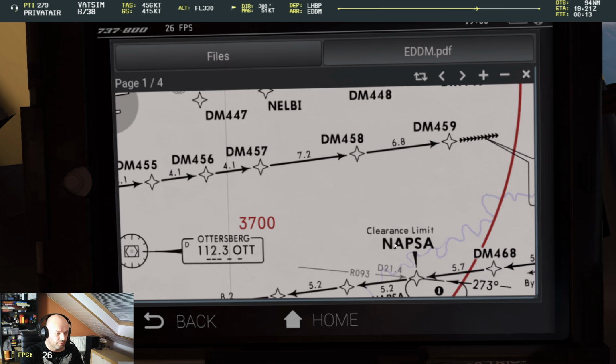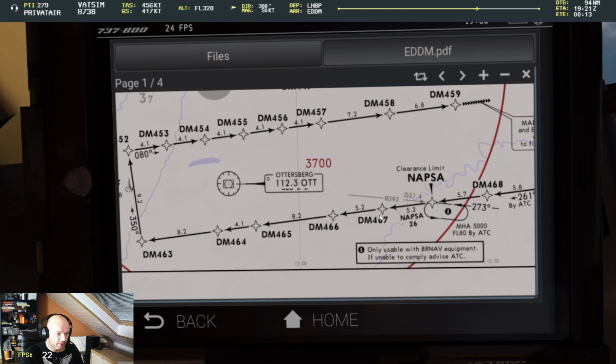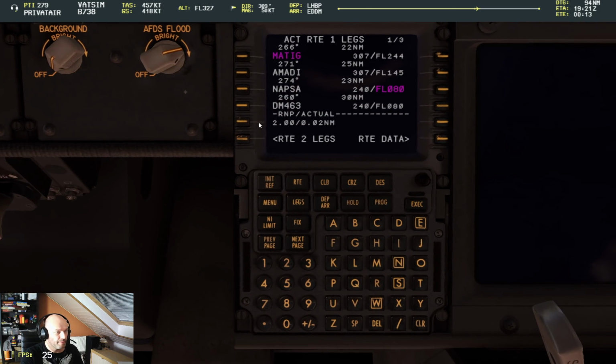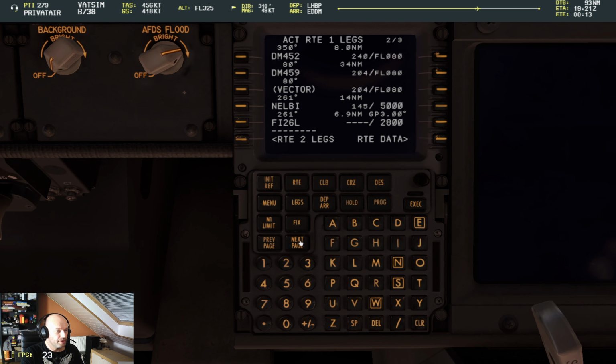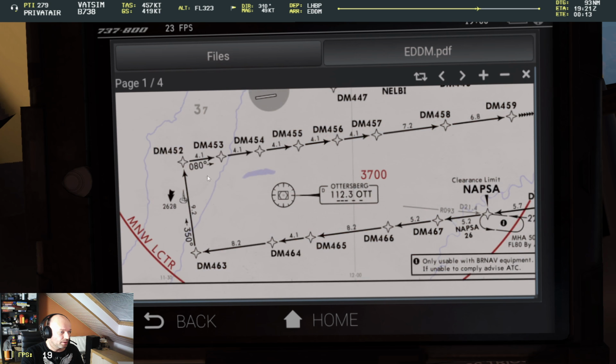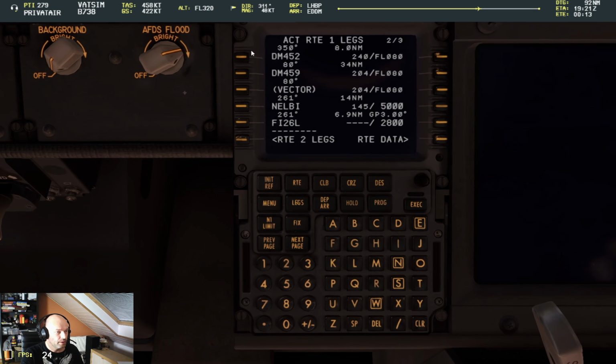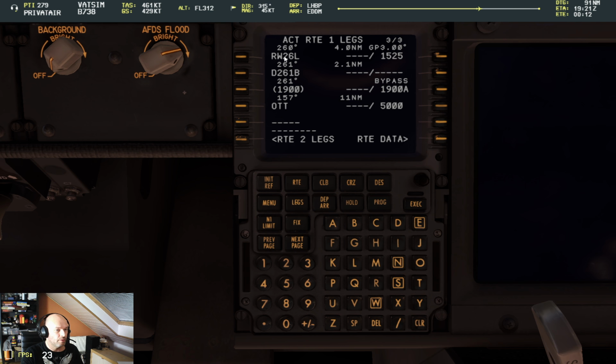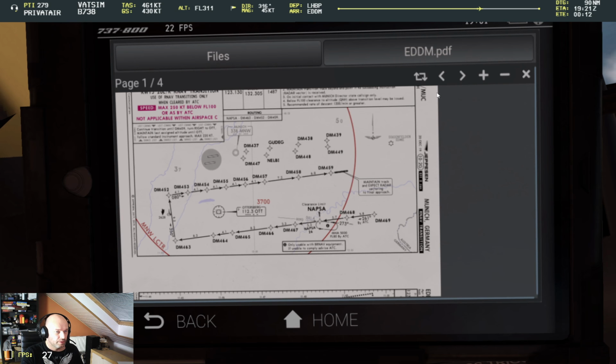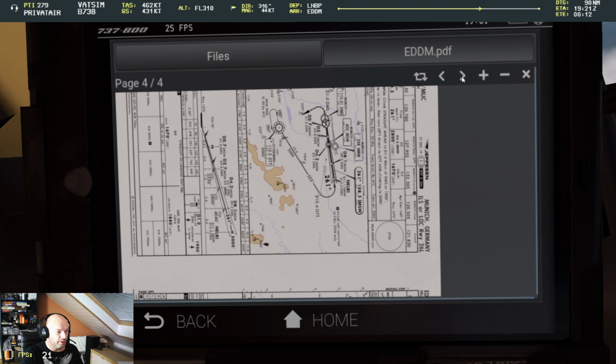Alright, so have a look here. NAPSA. After NAPSA, we have to check waypoint 463. Yep, 463. Then Delta Mike 452. And then Delta Mike 459. Let's have a look. 452, 459. Good. And then fly radar vectors. Final approach is from Nelby, 5,000 feet. Final intercept point, 26 left, 2,000 feet, 20 degrees. And then runway 26 left. For this, we have to check the approach chart.